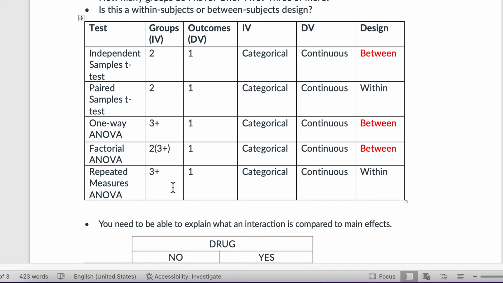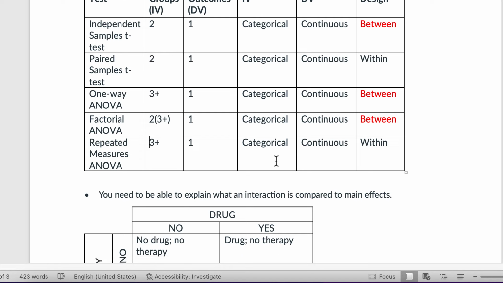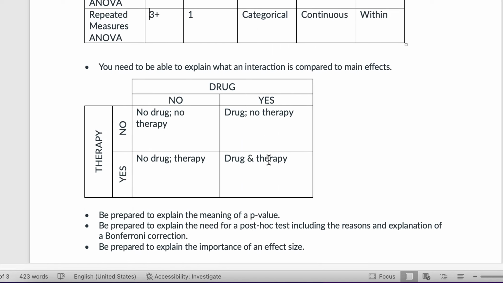And then a repeated measures ANOVA. This one is within subjects, so it's like the paired samples. They're providing more than one observation, except again different groups. And then it's like a one-way ANOVA, except it's the within subjects version. Okay, so there are different tests to use in different situations that you need to know.